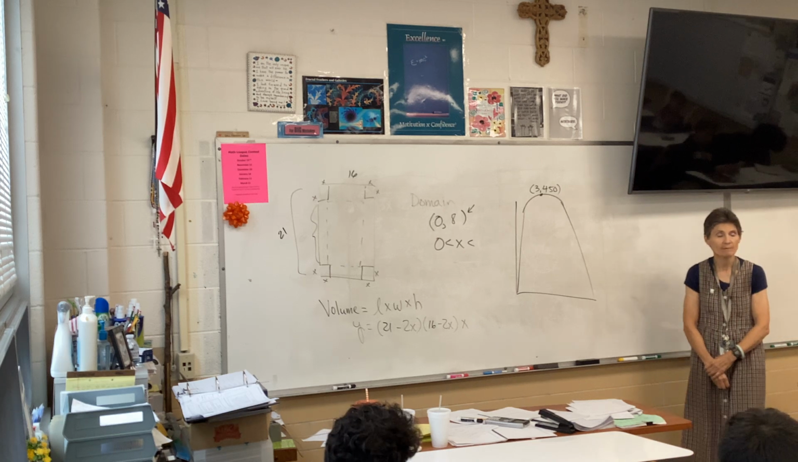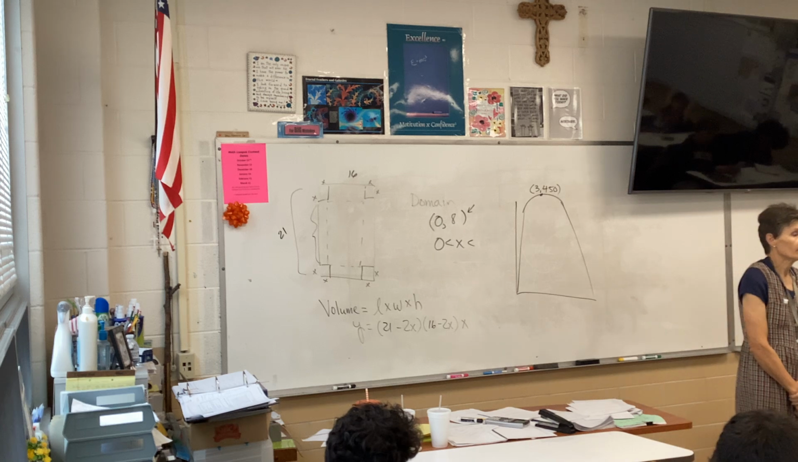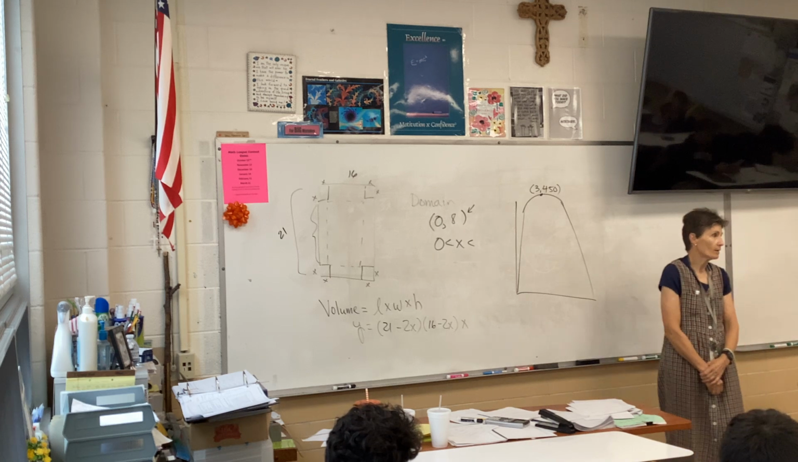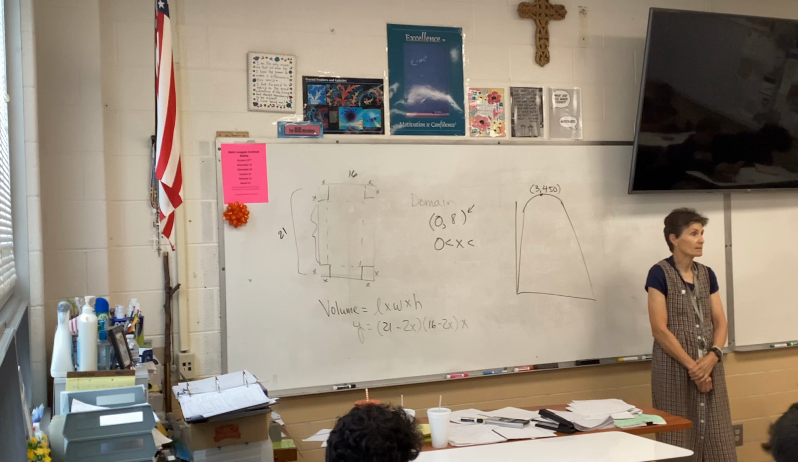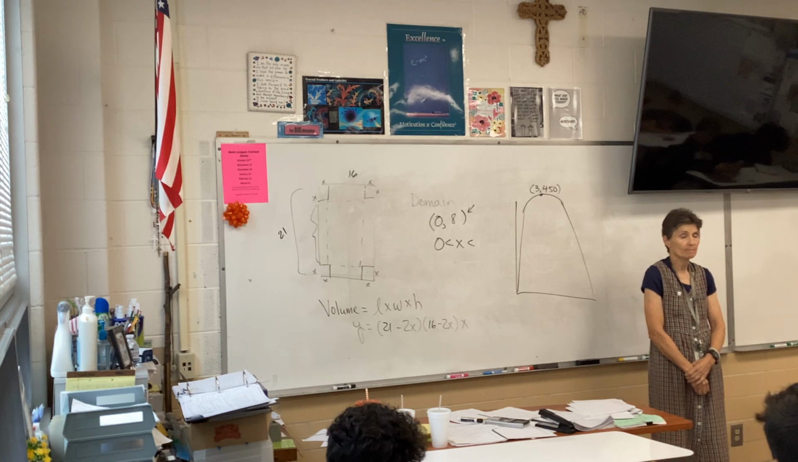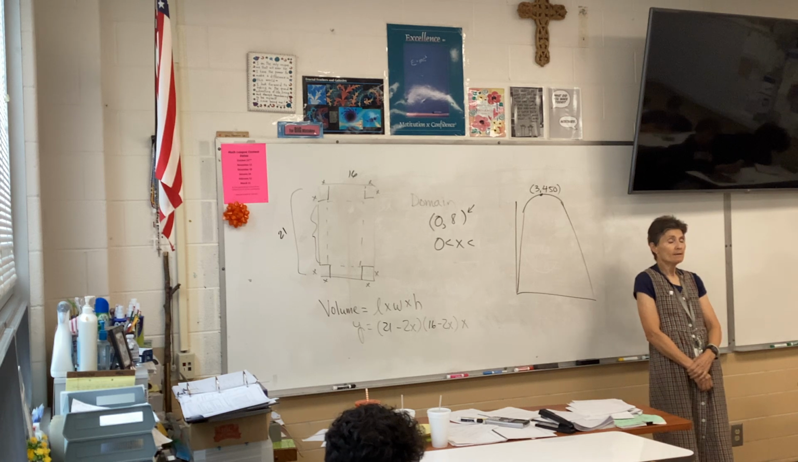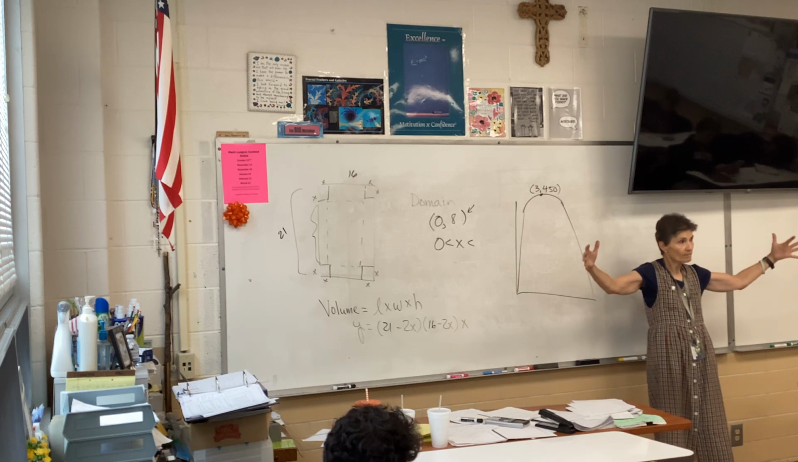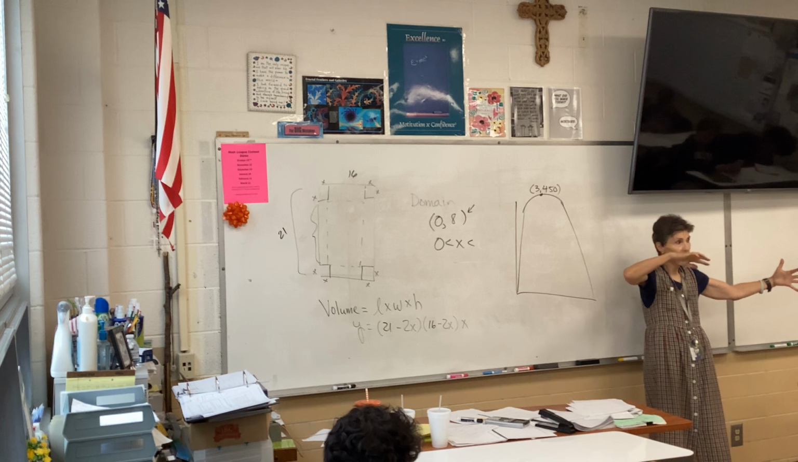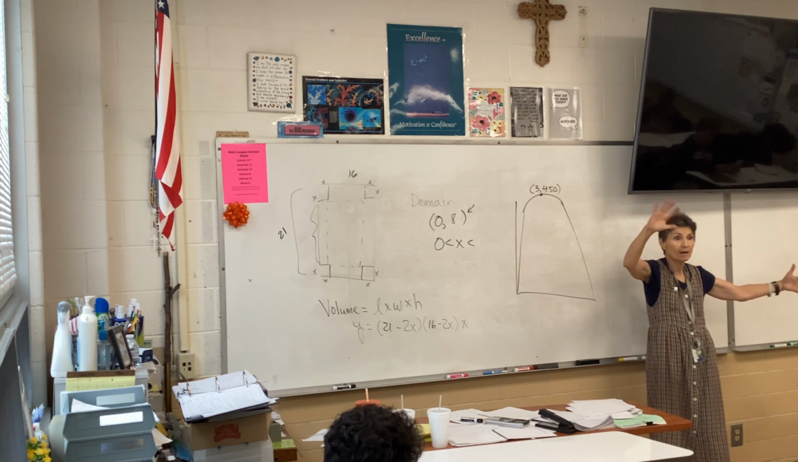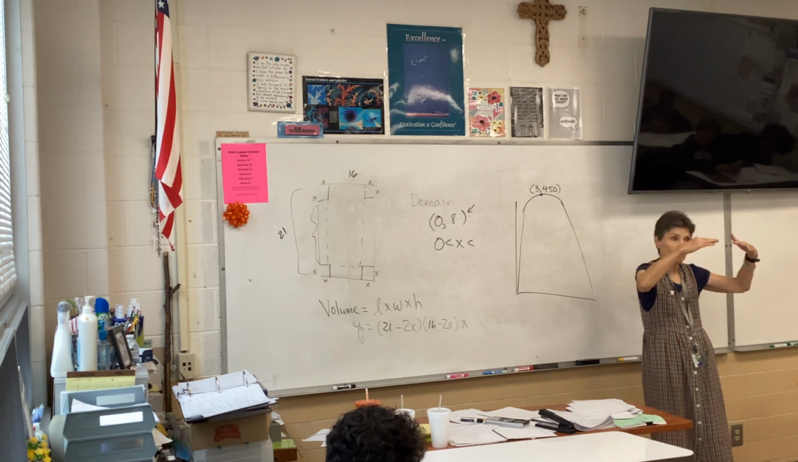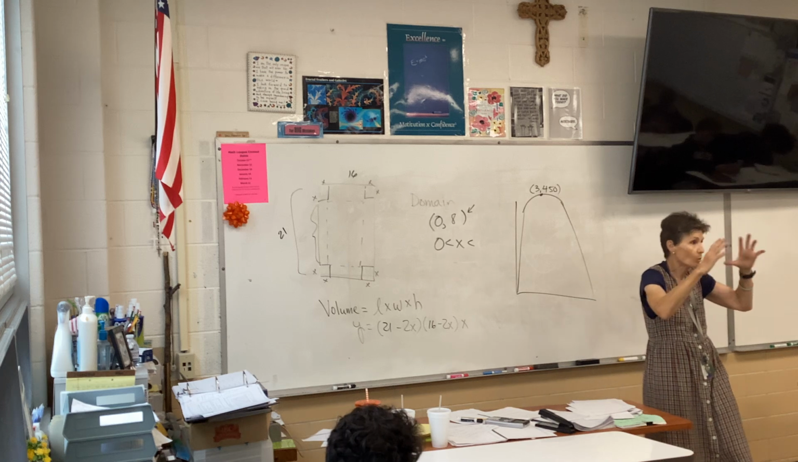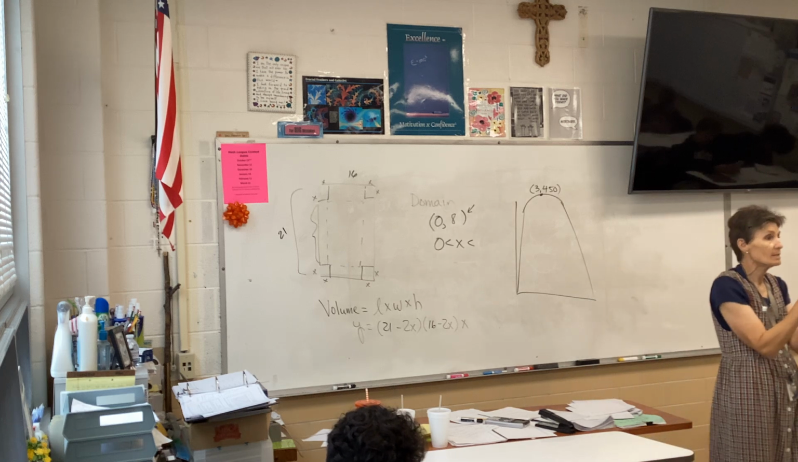What was your domain? 0 to 8. And when you go to draw that on your calculator, that is your X min and max. That's it. If you don't make that adjustment, you'll see more of the curve, and you might find a different point, another maximum point, and that will be wrong because you're only supposed to be looking at 0 to 8.